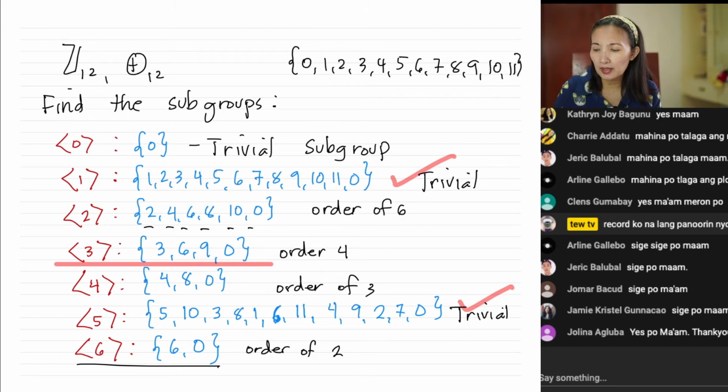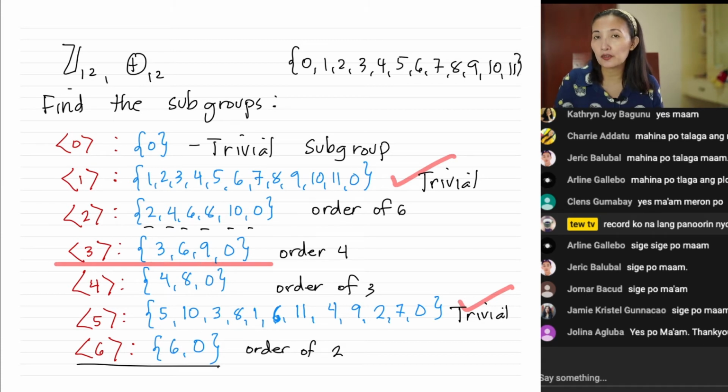How about 3 plus 3? 3 plus 3 modulo 12 is 6. How about 6 plus 6? 6 plus 6 modulo 12 is 0. So, the set is closed. Okay, is there an identity element? Yes, the identity element is 0 and it's part of the set. Okay, and do all elements have inverses? What's the inverse of 9? Okay, 9 inverse is 3 because 9 plus 3 is 12 and 12 modulo 12 is 0.